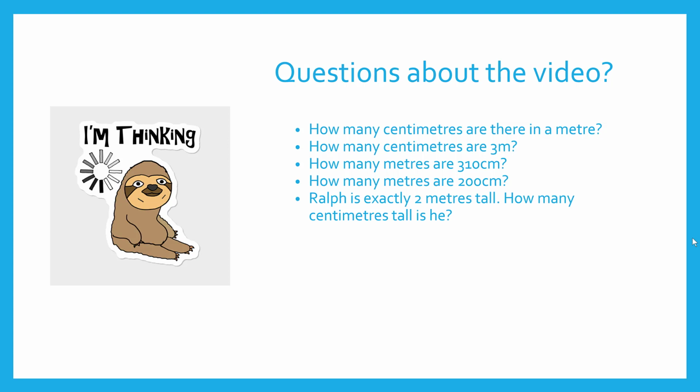So we know that there's 100 centimeters in a meter, and so in 3 meters there will be 300 centimeters. And 310 centimeters is equal to 3.1 meters. And 200 centimeters will equal 2 meters. So Ralph is 200 centimeters.